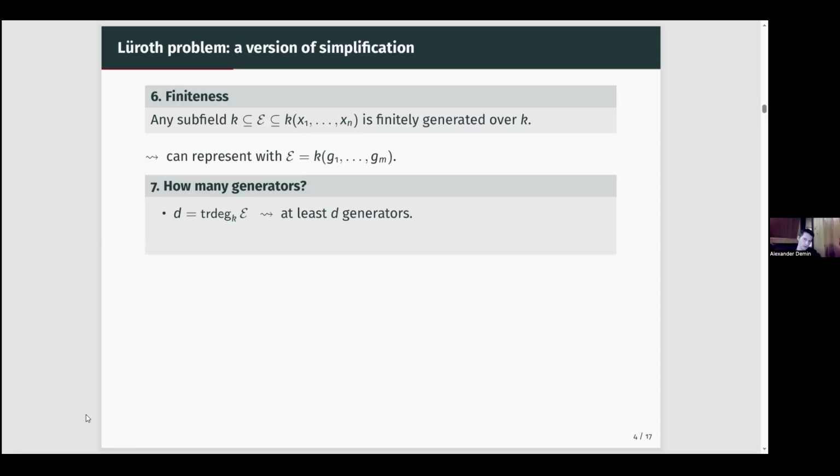So now, if we know the transcendence degree, we know how many generators we need at least. From the opposite side, we know, of course, that, for example, in characteristic 0, we need at most d plus 1, where d is the transcendence degree.